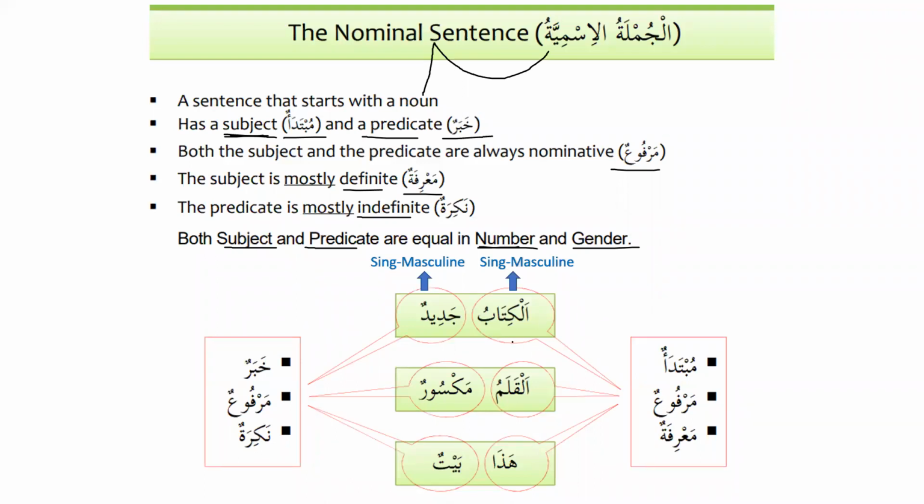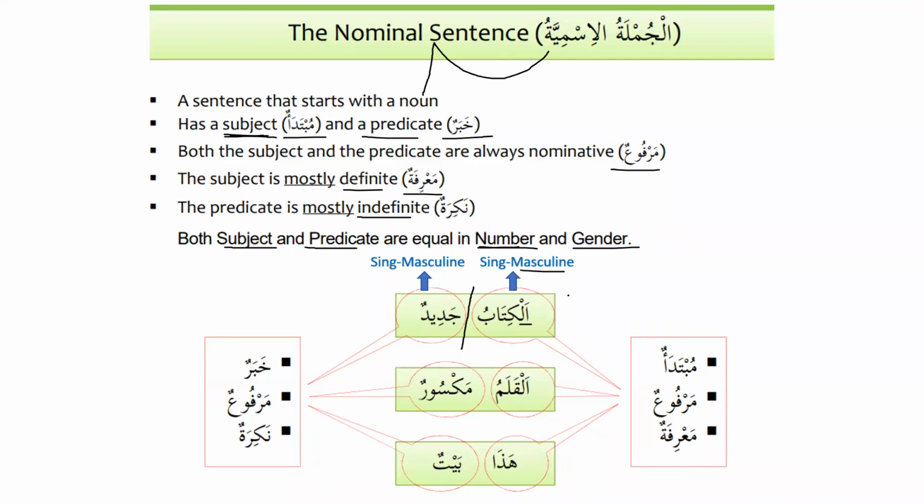Now, if you see here, al-kitabu jadidun. First of all, what is this al-kitabu? We have to put a line in between, and then look for the meaning of is or am. So al-kitabu is mubtada'un, subject, and marfu'un, as we can see it has dhamma, and ma'rifatun, because it has al with that. It is singular, just the book, and it is also masculine.